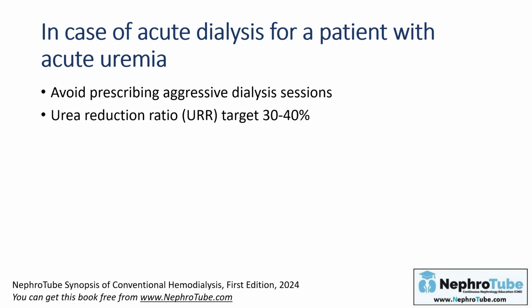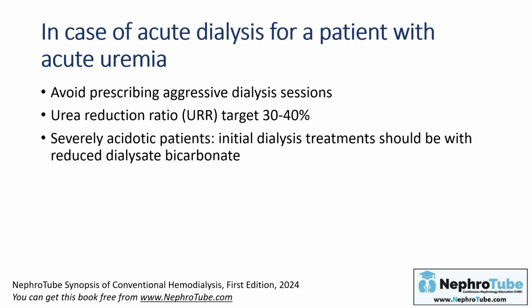When we discussed dialysis efficiency in the lecture, the urea reduction ratio should be more than 60%. But actually, in these cases, as we mentioned, we want the dialysis session to be inefficient. So it's better to make the reduction ratio between 30 and 40%. If the patient is severely acidotic, again, don't correct the acidosis severely.